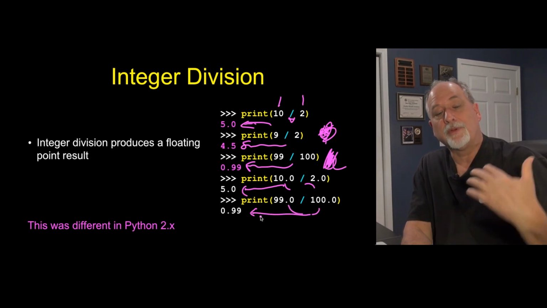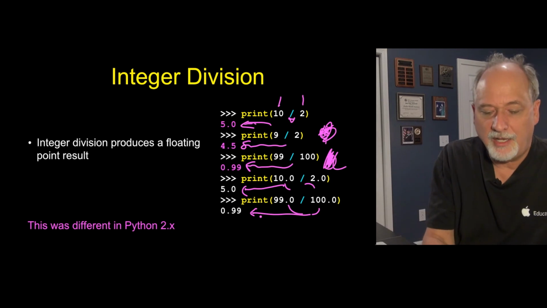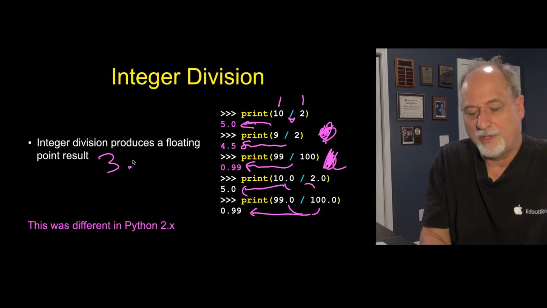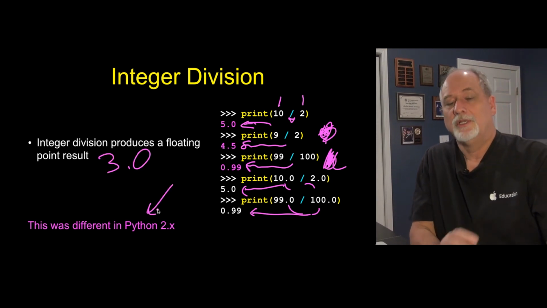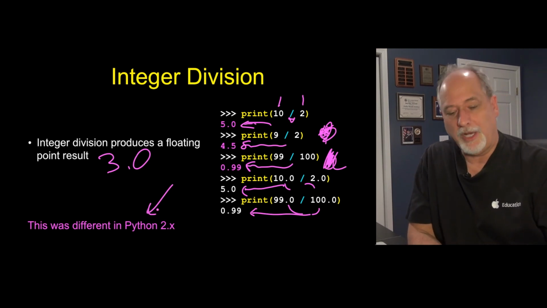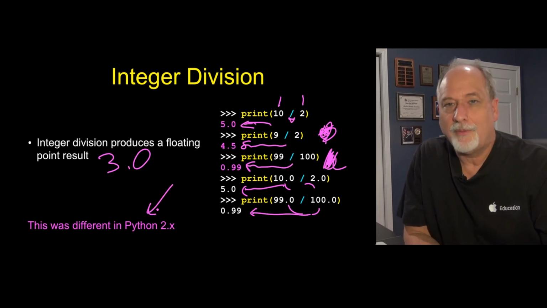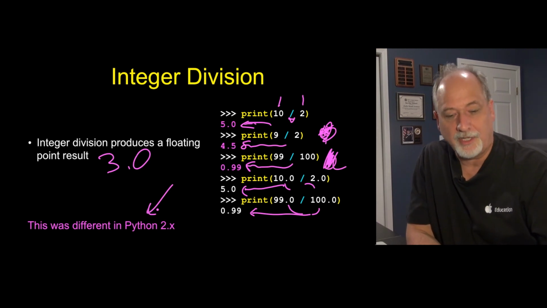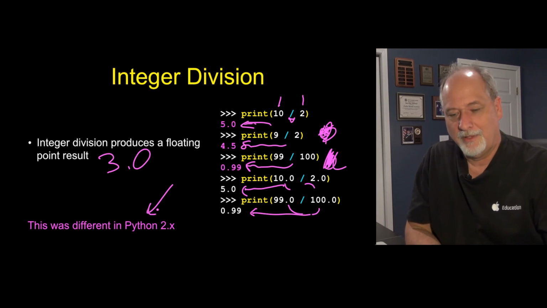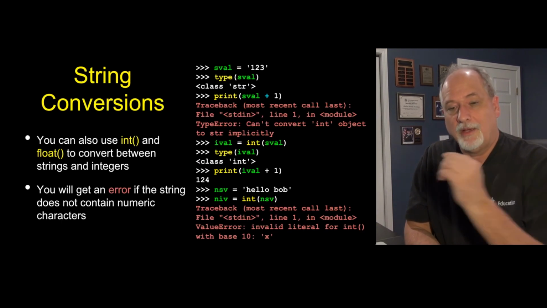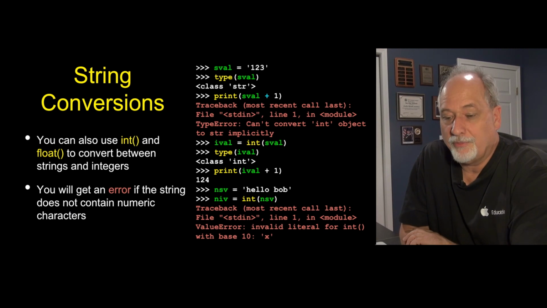So integer division produces a floating result in Python 3.0, not in Python 2.0. That is an improvement in Python 3.0. And that's why we're recording these lectures. I have a whole great set of lectures about Python 2, and now I'm going to have a great set of lectures about Python 3. Welcome to Python 3.